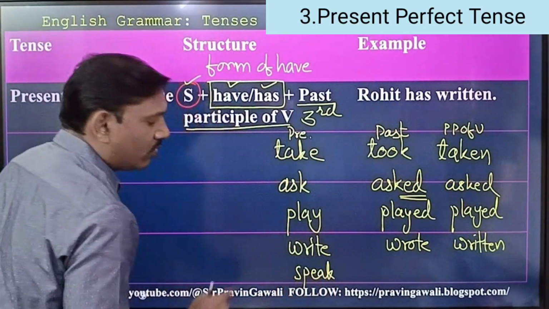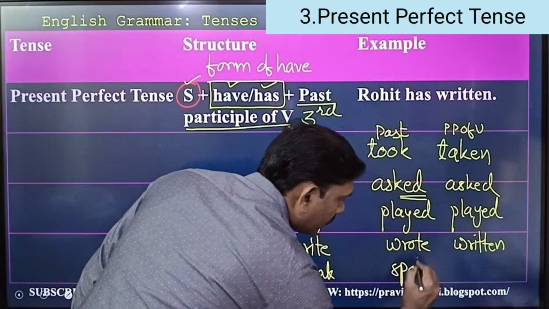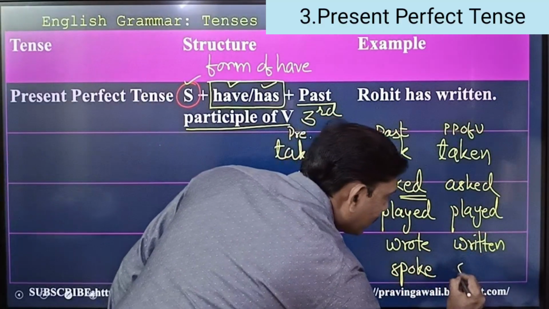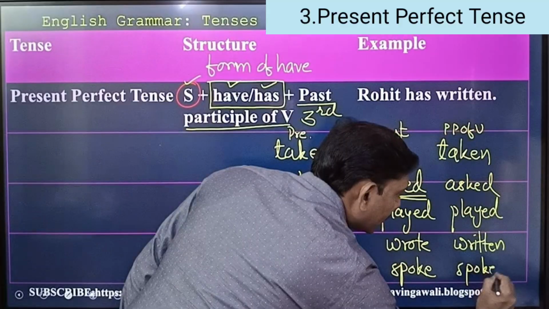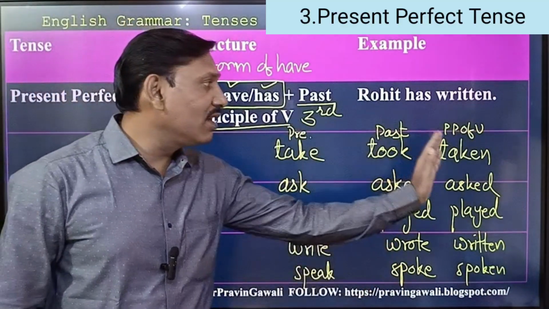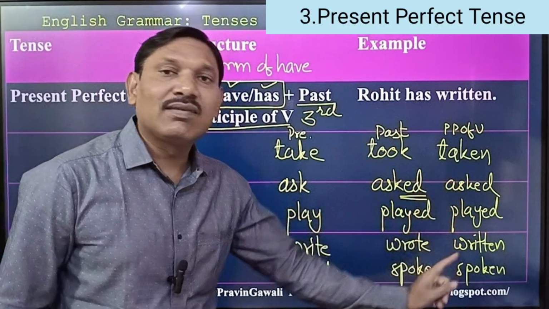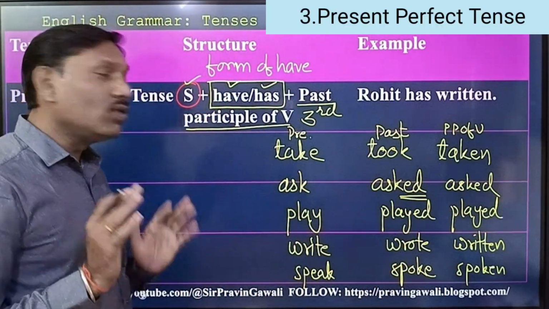The root form is speak. Past form is spoke, and the third form is spoken. Okay, students. So in this way, this is the present form, this is the past form, and this is the third form, that is past participle of the verb. So you should know past participle of the verb. Three forms you should know.